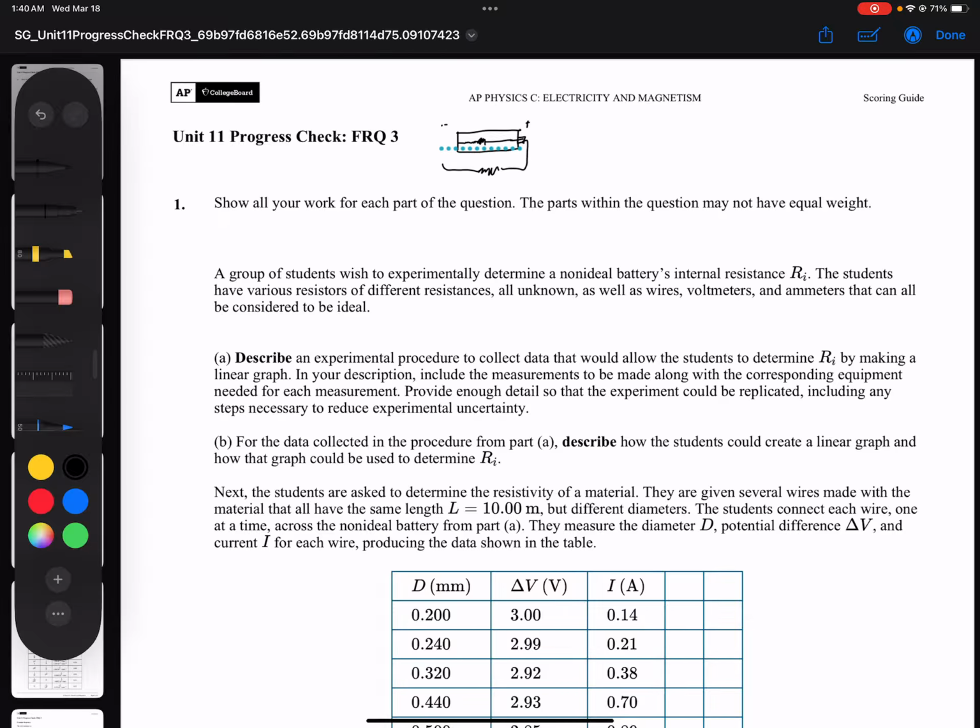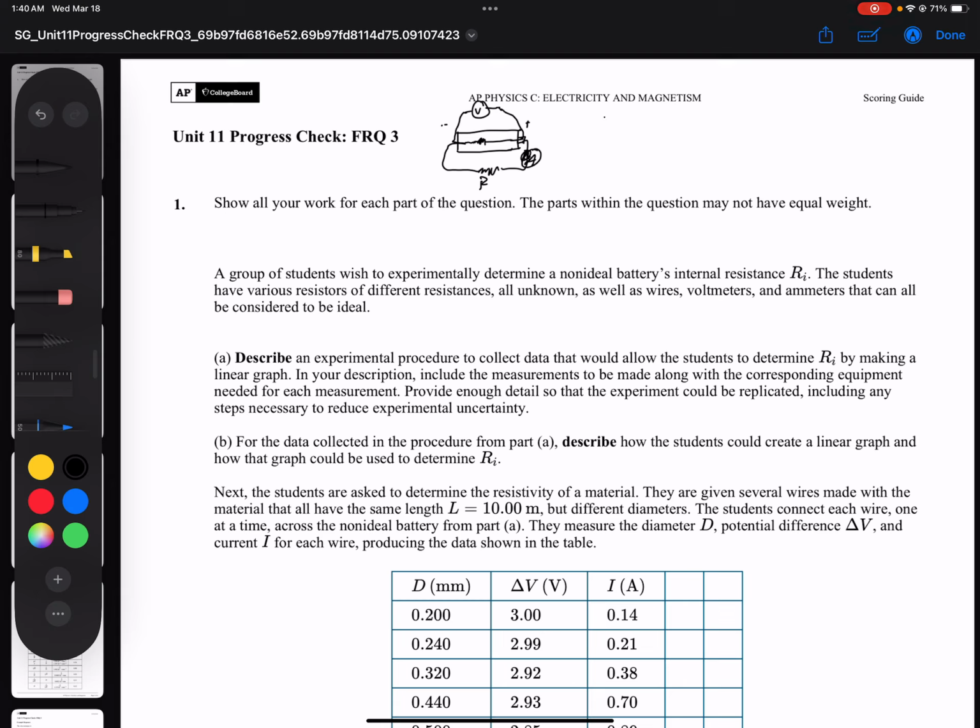Okay, whatever resistor you're gathering data on, or whatever sets of resistors you're gathering data on. And if I measure the current going through the battery, so if I connect an ammeter, so here's an ammeter in series with the battery, and then I connect a voltmeter in parallel to the battery, I'm going to know the voltage across the battery, and I know the current going through the battery.